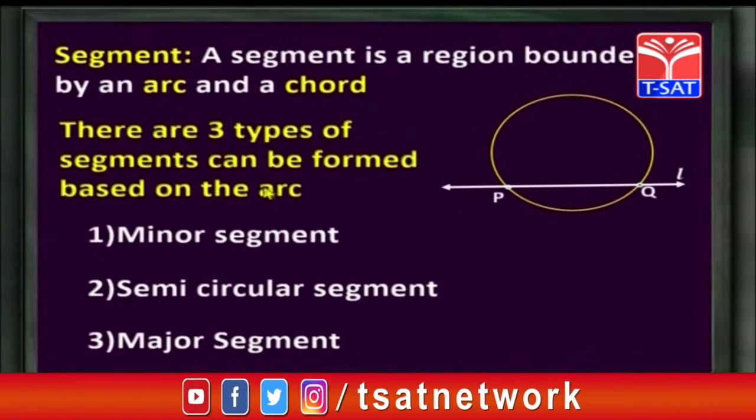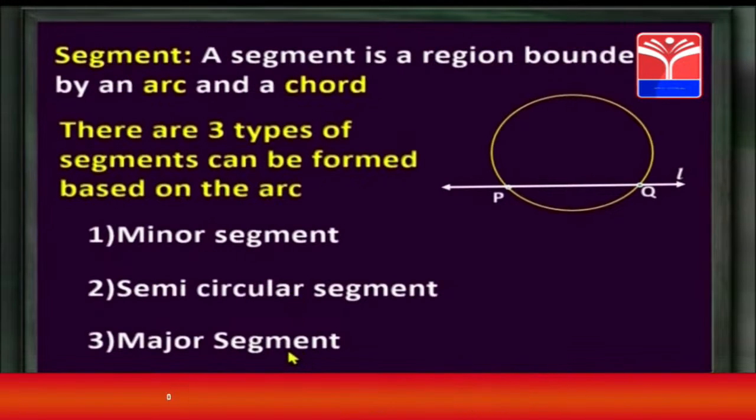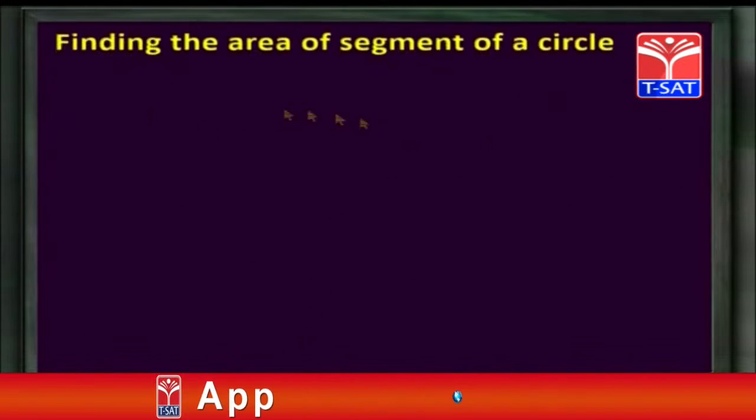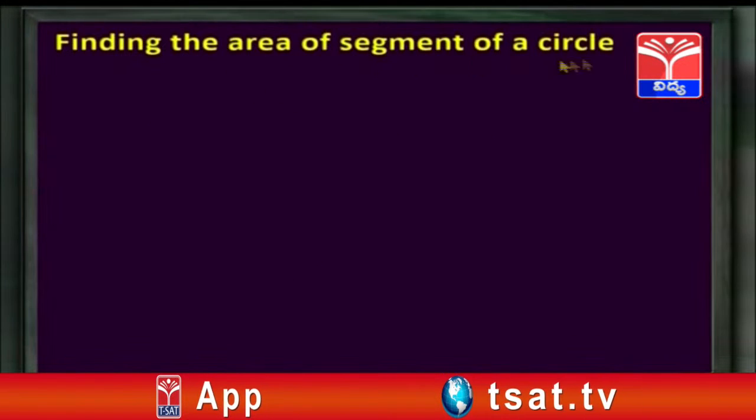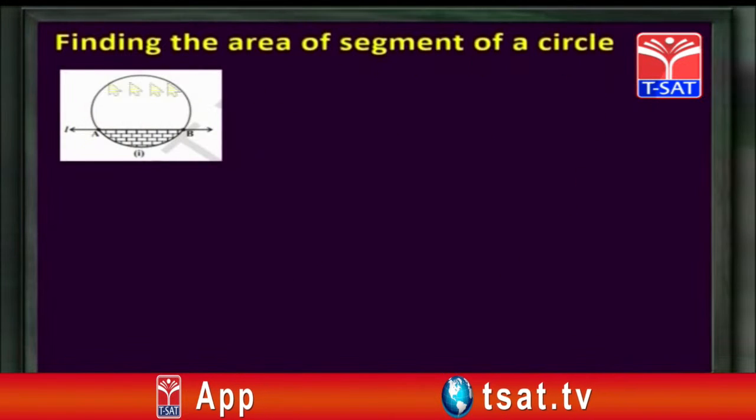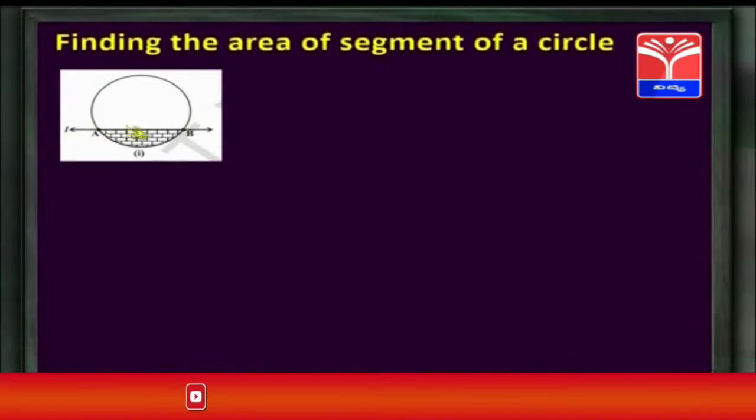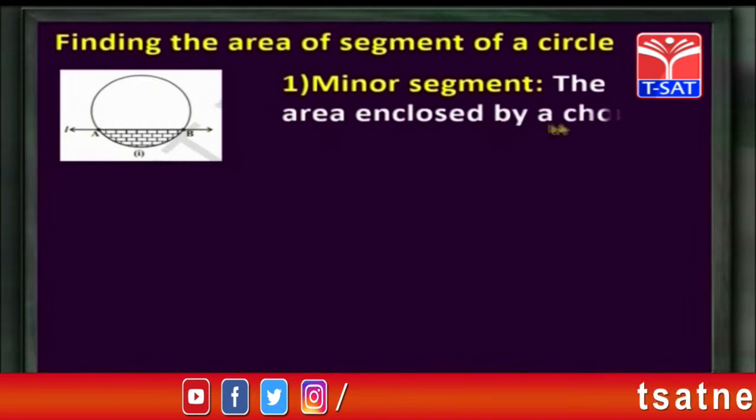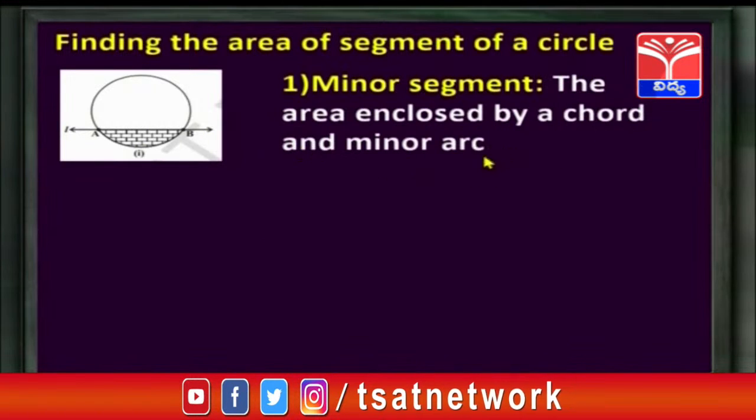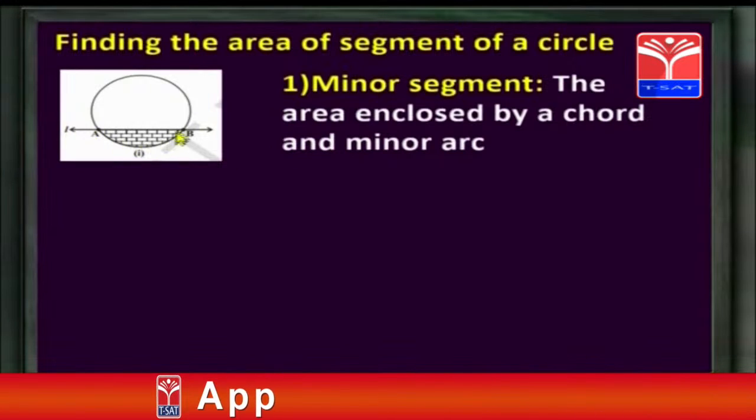There are three types of segments that can be formed. One is a minor segment, one is a semicircular segment, and one is a major segment. Now let us see how to find the area of segment of a circle. See this figure now, circle and a secant. So what is a minor segment? The area enclosed by a chord and a minor arc is called a minor segment.